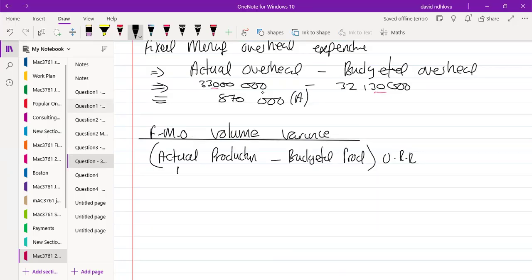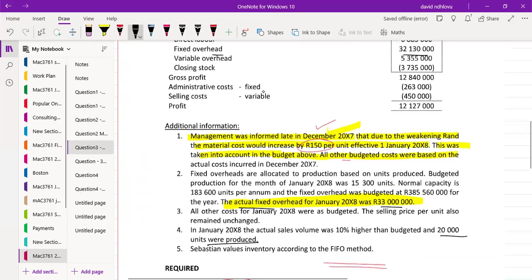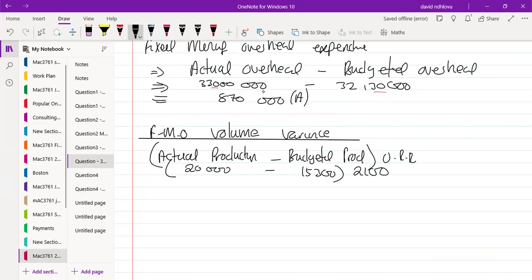Our actual production was 20,000. Hopefully you remember where I'm getting these figures from. The budgeted was 15,300, so we produced more. This was given here: 15.3 is our budgeted units, but our actual production is 20,000. The ORR we calculated as 2.1. So if we calculate that, 20,000 minus 15,300 multiplied by 2100, we are going to get a figure of 9,870,000.